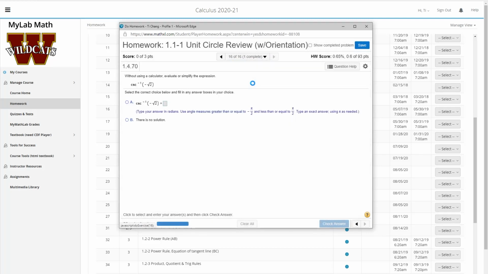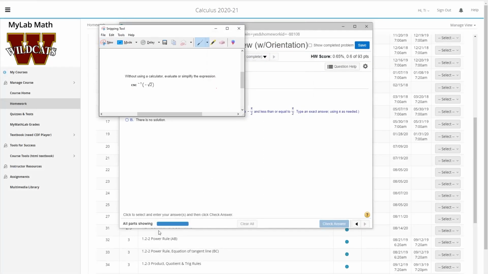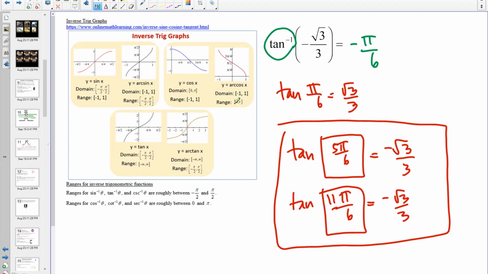I think the hardest questions might be at the end here. If you had a problem like the inverse cosecant of negative square root of 2, let me go ahead and copy this problem. You're supposed to use all this without a calculator, so if you're putting in fractions, it's not going to work.